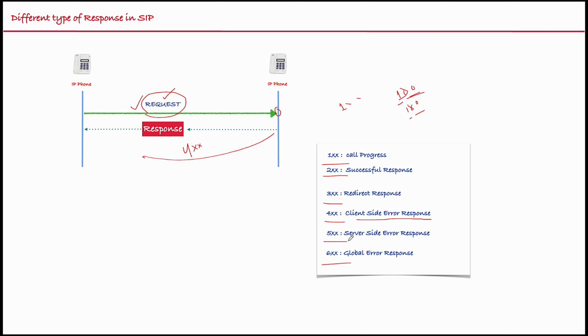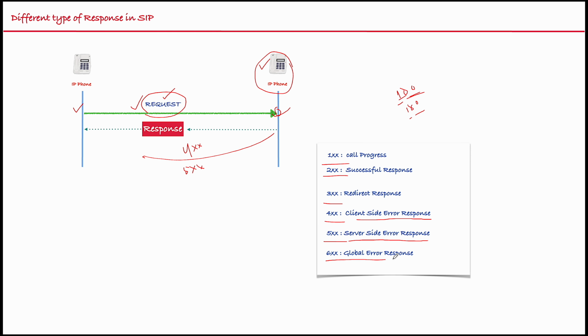Then we go to the 5xx response. This response we call the server-side error response. In this error response, the request we are sending is correct, but the server is not able to process this request due to some issue at the server end. So in this case, the server updates the client with the 5xx response.